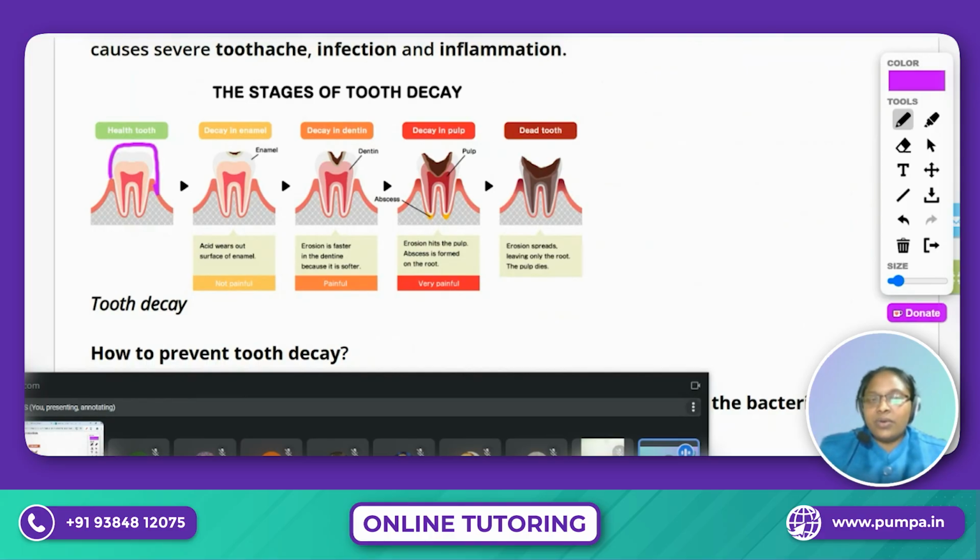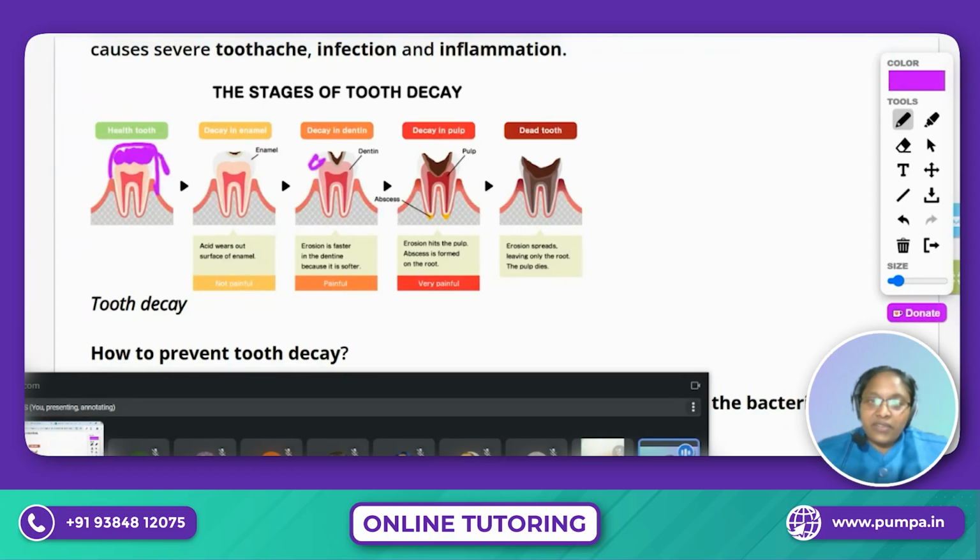Okay, we are consuming the food, and if there is any leftover food particle, the bacteria present in our oral cavity, our mouth, will act on it and produce an acid. This acid will be corroding. The acid will corrode it, right? So like this, they will corrode it.